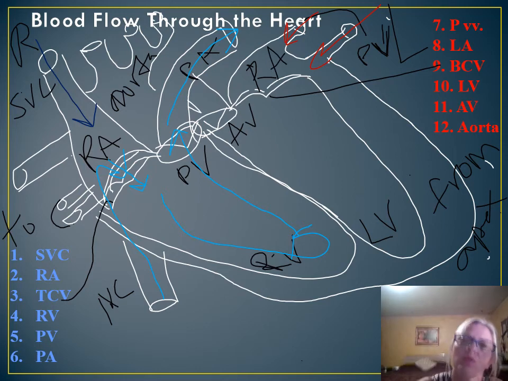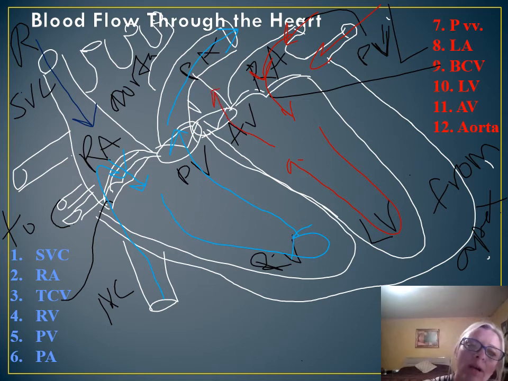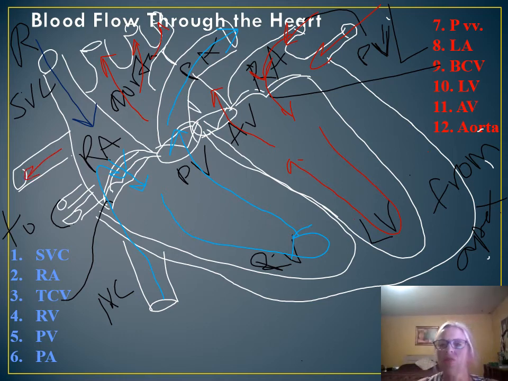So it's going to go into the right atrium, and then it's going to go through the bicuspid or mitral valve into the left ventricle, and then it's going to go through the aortic valve into the aorta. So this line should really be coming over here into the aorta, and it's going to go out from the aorta on out into the rest of the body.